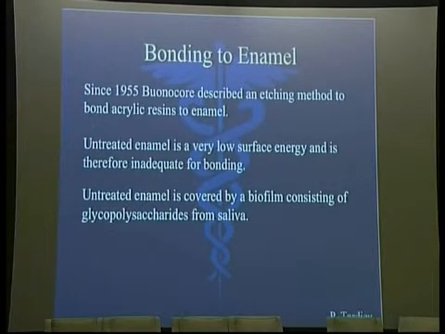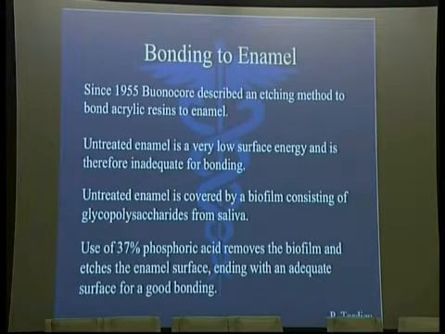Untreated enamel is covered by a biofilm. Every surface you have in your body is covered by a biofilm, a living film consisting of glycopolysaccharide coming from the saliva. So you have to remove that. How are you going to remove this layer? It's very simple. You use a 37% phosphoric acid, and this will remove the biofilm and will etch the enamel surface, ending with an adequate surface for a good bonding.